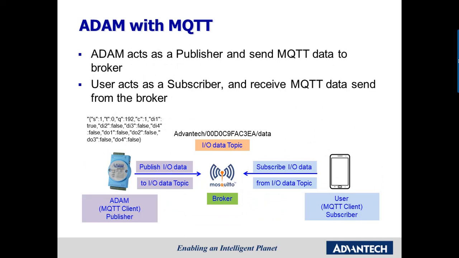Let's take a look at ADAM's role in MQTT. Here's the most common scenario for ADAM with MQTT. As in the picture below, ADAM acts as a publisher, so it can publish the I/O data to the broker. If the user wants to receive those I/O data, the user will be the subscriber and subscribe to all the data topics from the broker.